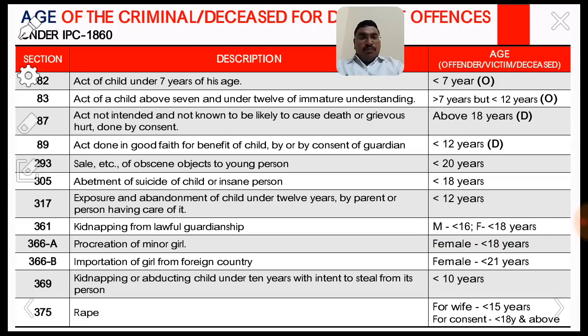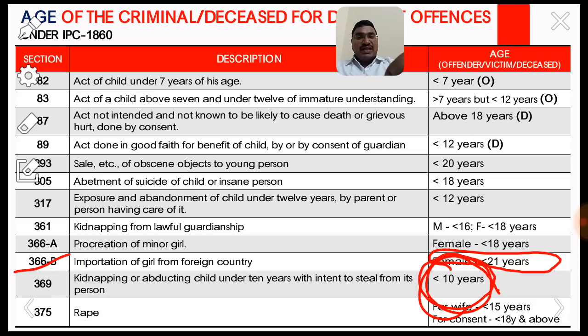Next, procreation of minor girl is an offence under section 366A in case the age of the female is below 18 years. Importation of girl from foreign country is punishable if the age of the woman or girl is below 21 years under section 366B. Kidnapping or abducting a child under 10 years with intent to steal from its person is punishable under 369.